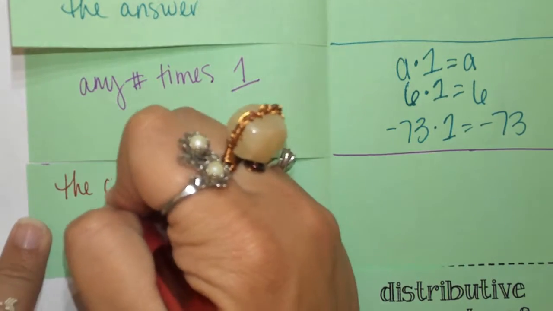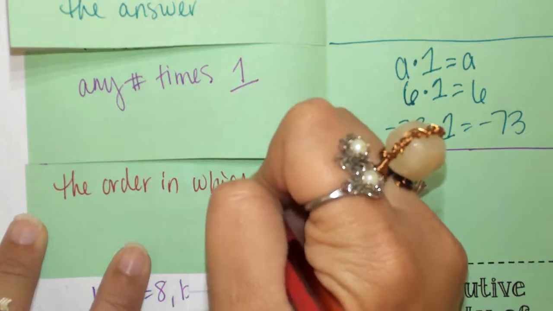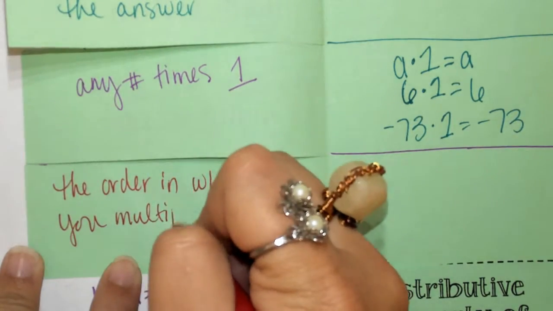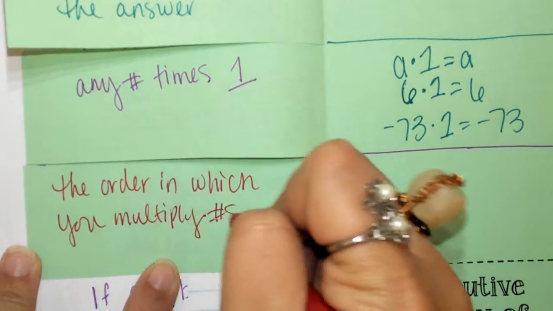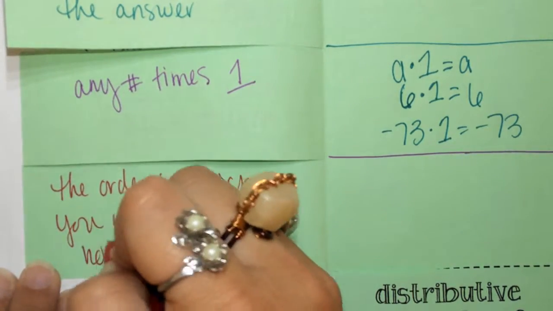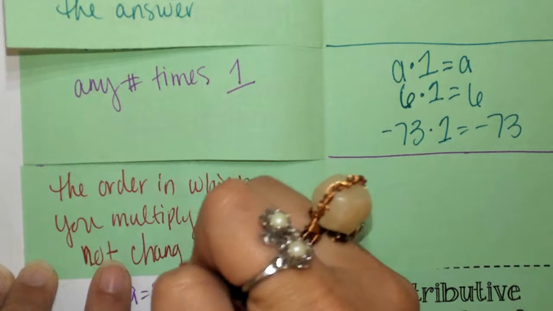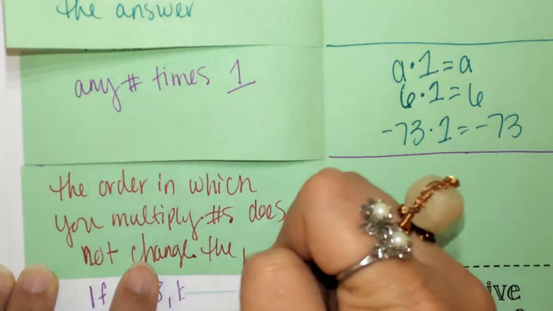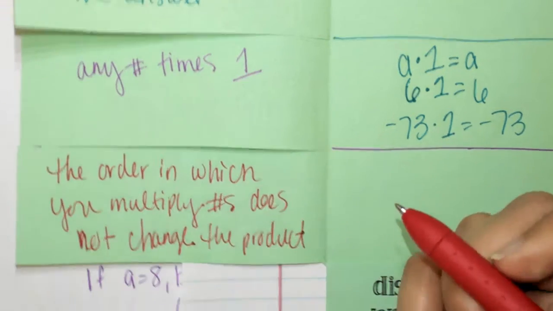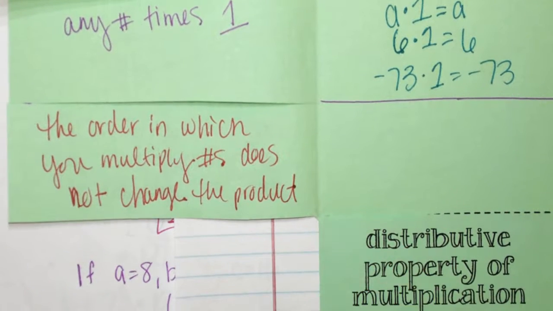All right, so the order in which you multiply numbers does not change the product. Did you write this down? Okay.